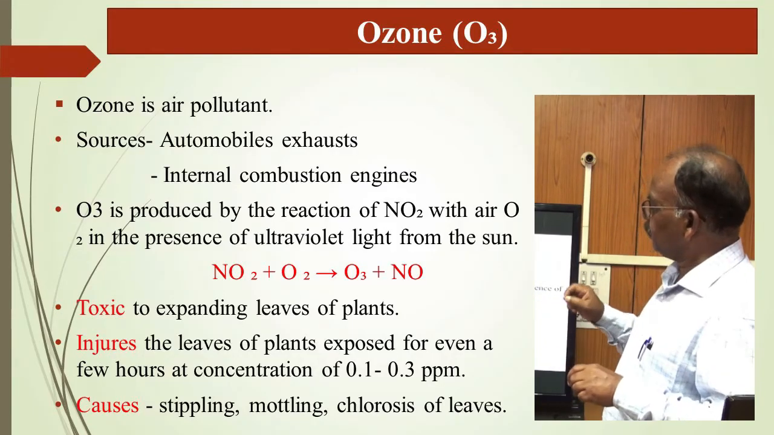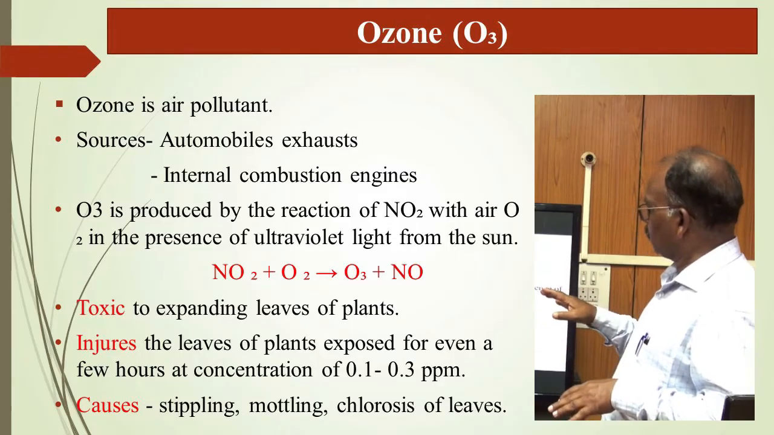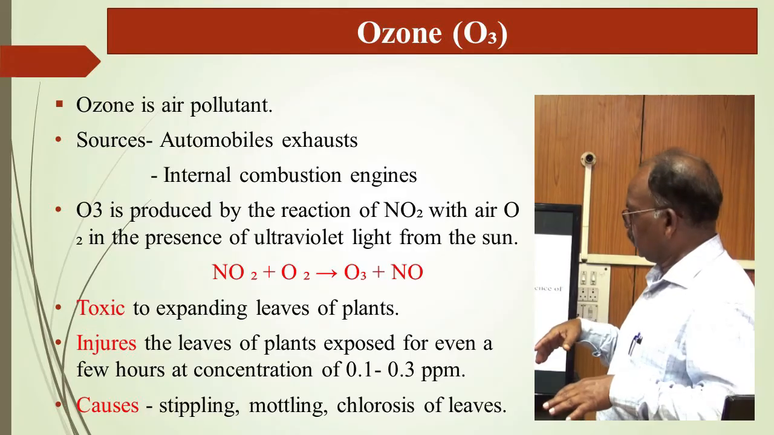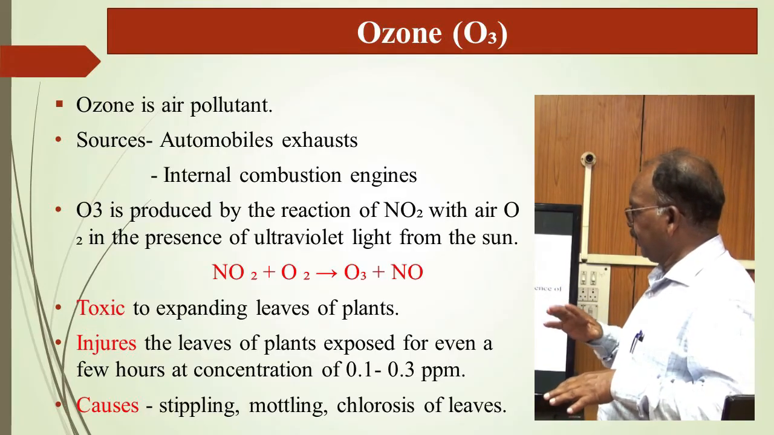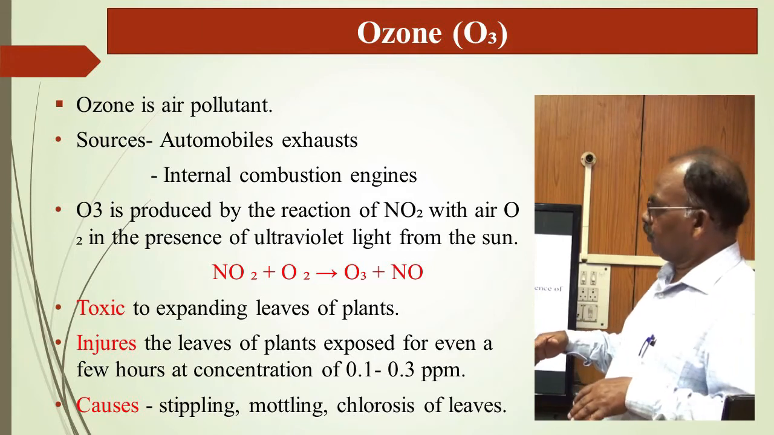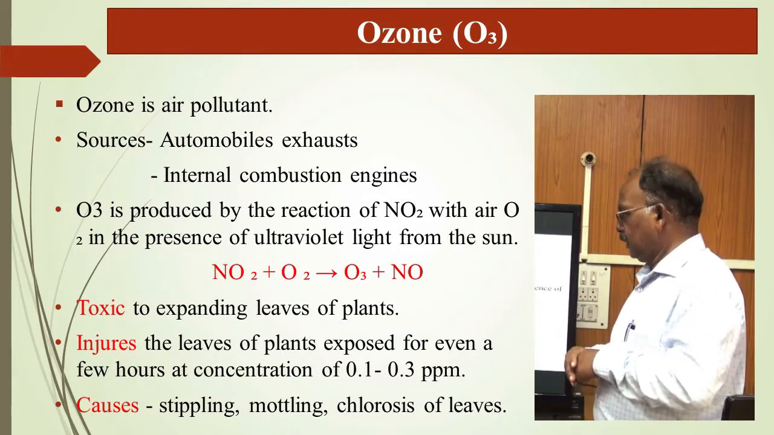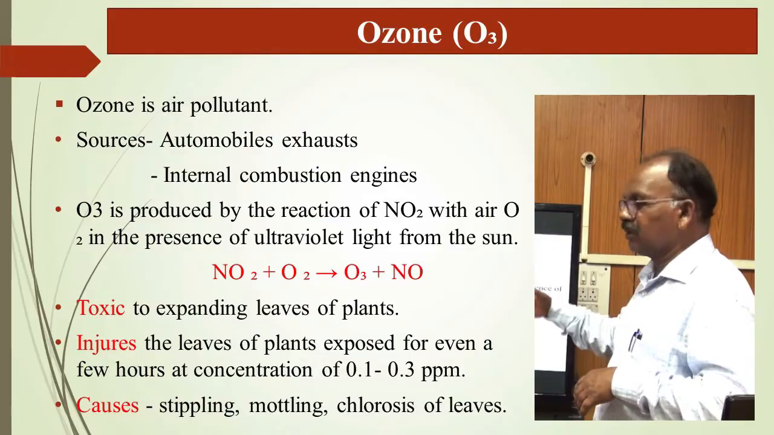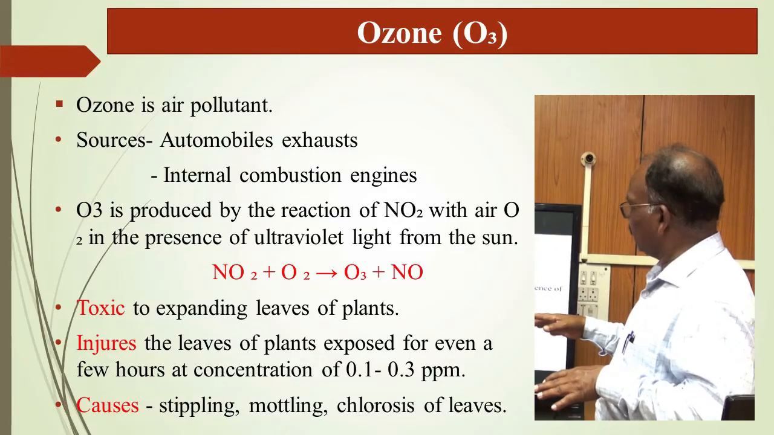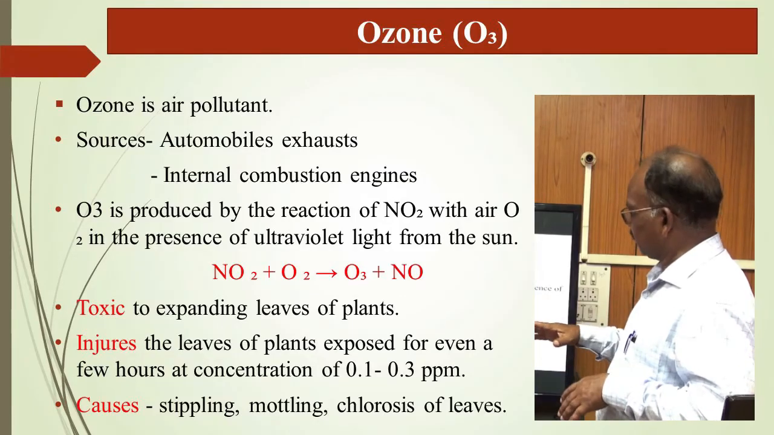Ozone causes stippling, mottling and chlorosis of leaves. Stippling means a kind of pattern on the leaves. Mottling means yellowing of the leaves. Chlorosis means yellowing of the green tissues due to destruction of the chlorophyll.